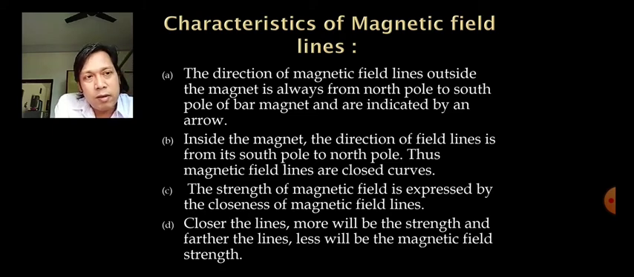The strength of the magnetic field is expressed by the closeness of magnetic field lines. That means how close the magnetic field lines are. So obviously we have seen that at the polar regions, that means at the North Pole and South Pole, magnetic field lines are dense, so these two points will have maximum magnetic force. The closer the lines, the more will be the strength. That means if the magnetic field lines are closer, they will be stronger.